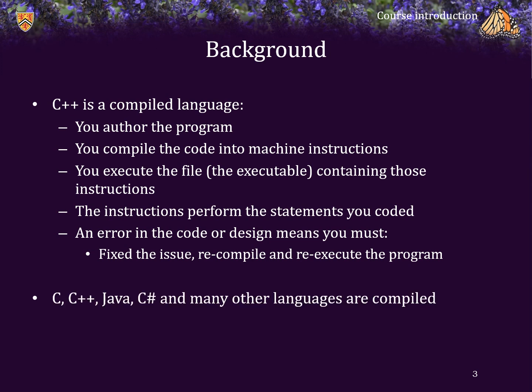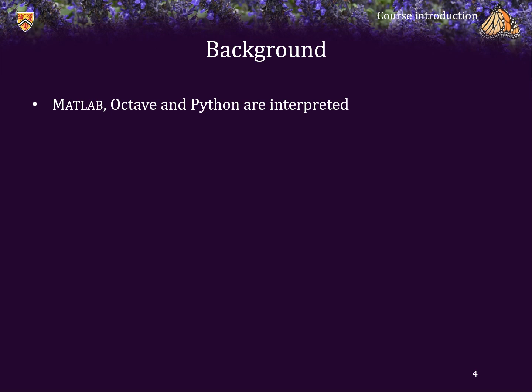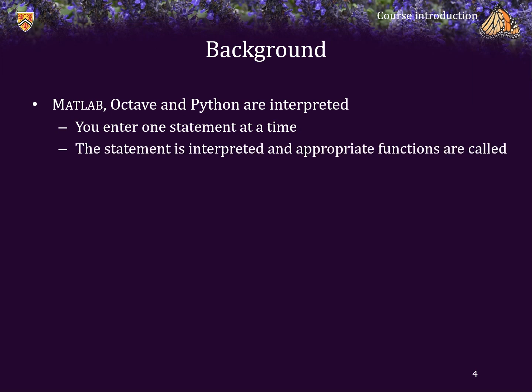Java, C, C++, C#, and many other languages are compiled. And there are benefits to this. On the other hand, Matlab, Octave, and Python are interpreted languages. You enter one statement at a time at the prompt. That statement is then interpreted, and appropriate functions are called to make that statement perform what you wanted it to do.